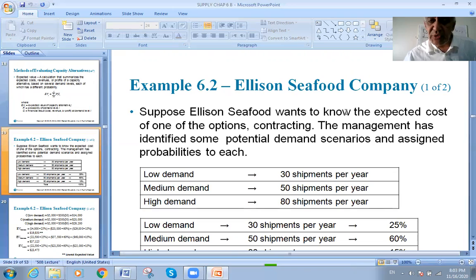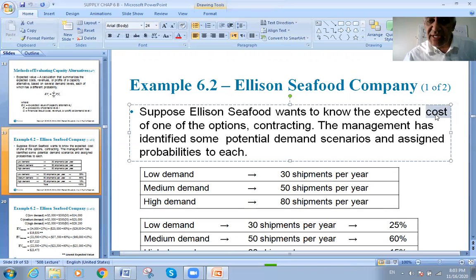Ellison Seafoods wants to know the expected cost. As long as we talk about cost, then we will take the lowest value. But if this was revenue, then we will take the highest value in the decisions. Okay. One of the options is contracting. The management has identified some potential demand scenarios and assigned probabilities for them.